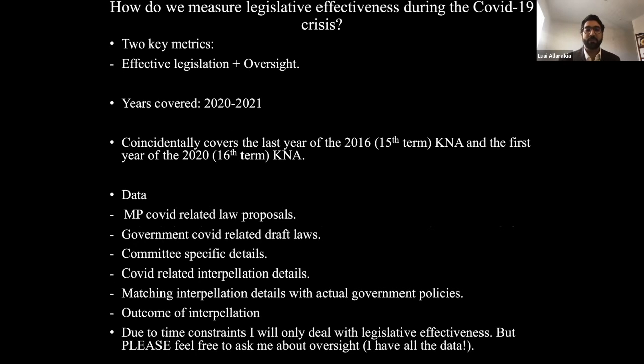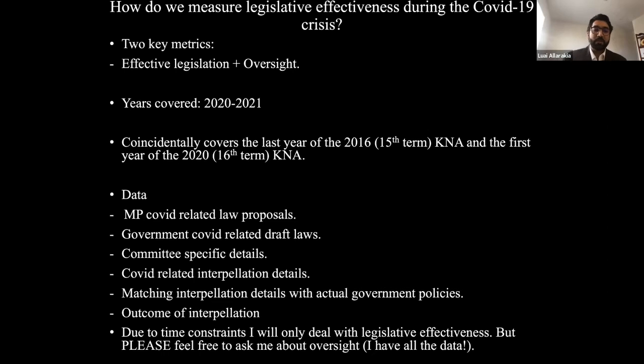Coincidentally, both of these years actually covered different parliamentary sessions, because 2020 was the last year of the 2016 session, which was the 15th term, whereas 2021 was the first year of the 2020 16th KNA. So you're actually looking at two parliaments or two different sessions throughout these 2 years.